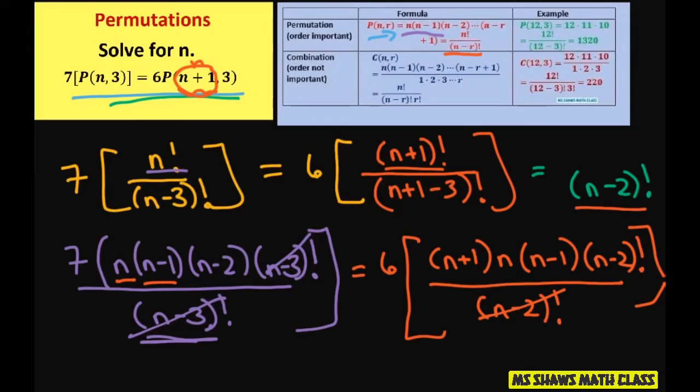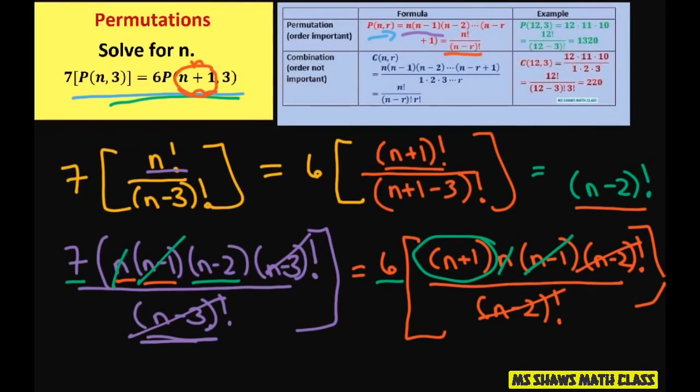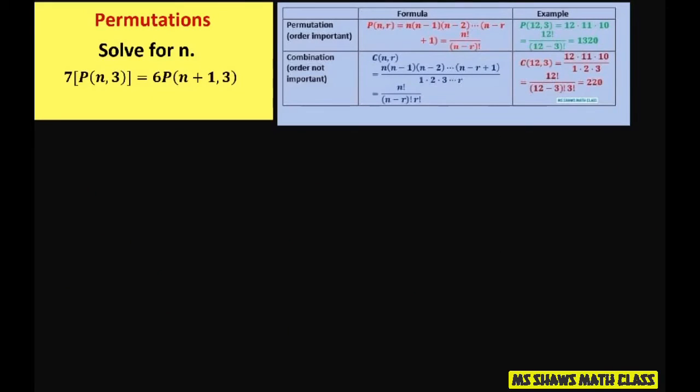So these cancel out. So what we're left with, if all this cancels out, we don't have a denominator. Our n's cancel out because you can divide both sides by n. Our n minus 1 cancels out. So what we're left with is 7 times n minus 2 and 6 times n plus 1. So let's write that. Let me duplicate the page so you can see the problem. So we're left with this: 7 times n minus 2 equals 6 times n plus 1.